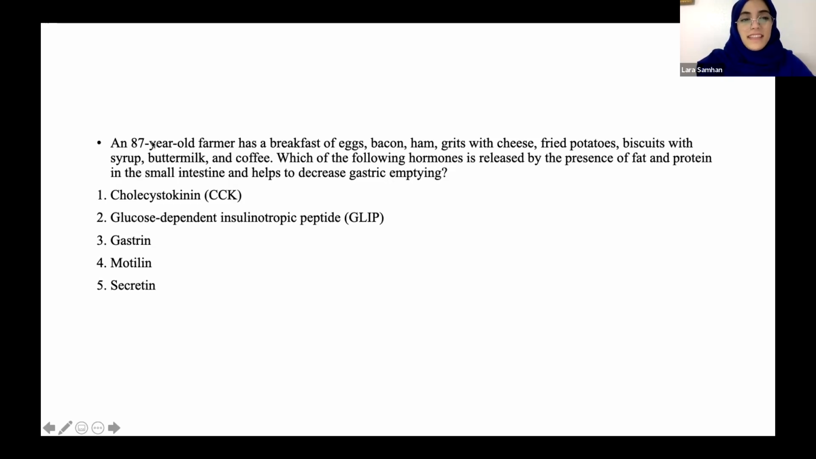So this question says an 87-year-old farmer has a breakfast of eggs, bacon, and ham, grits with cheese, fried potatoes, biscuits with syrup, buttermilk, and coffee. Which of the following hormones is released by the presence of fat? Because now it's just saying the presence of fat and protein in the small intestine helps to decrease gastric emptying. Once we hear fat and protein, the first thing that clicks to our mind is cholecystokinin, CCK, because CCK is one of the hormones that significantly helps in the metabolism of the fat and the proteins in the small intestine.